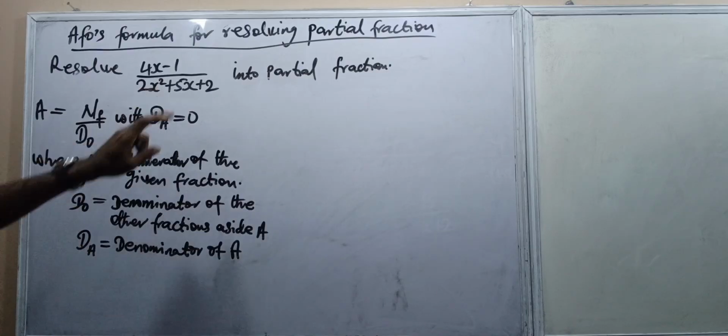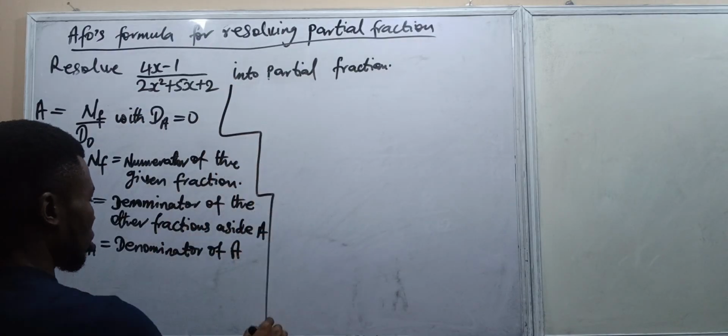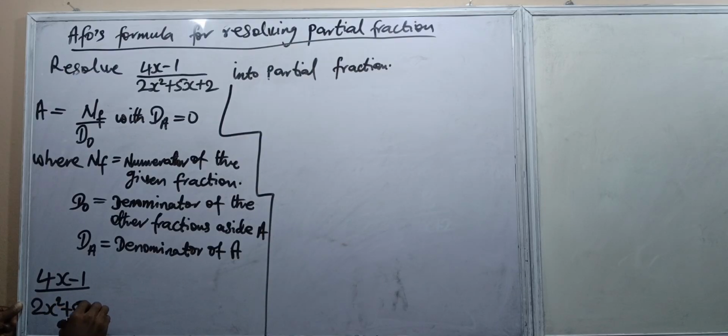Now we're using this to resolve into partial fractions. We're given 4x minus 1 all over 2x squared plus 5x plus 2. The first step is to factorize the denominator. Let's take the denominator and factorize.